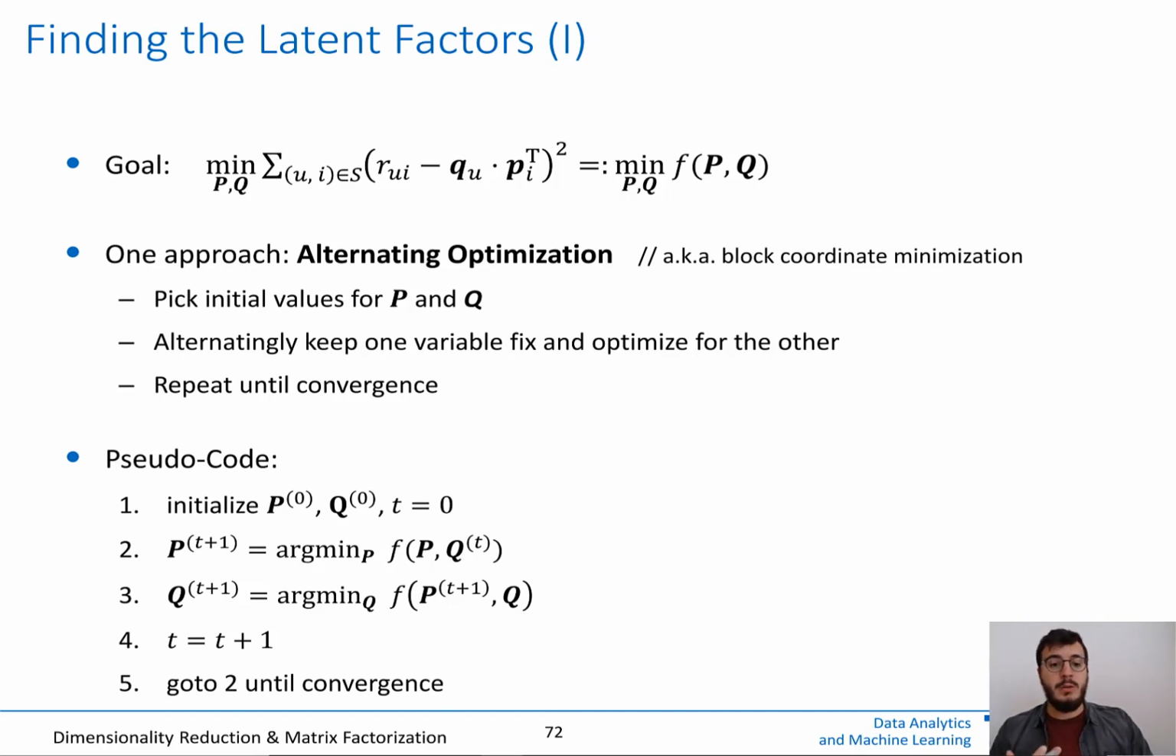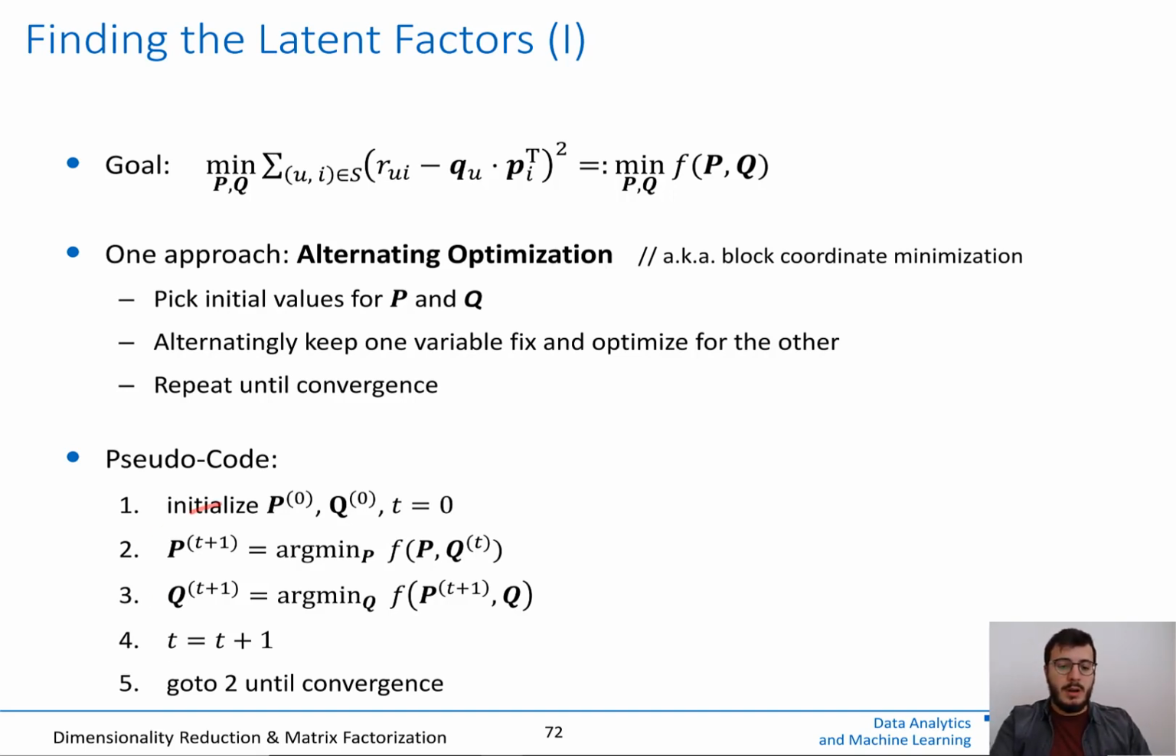And simply what you do is you start with some initial values for P and Q. We'll see how we get those. And then you alternate between keeping P fixed and solving for Q, and then keeping Q fixed and solving for P. And as we're going to see, making this alternation scheme is going to greatly reduce the complexity of solving the underlying problem.